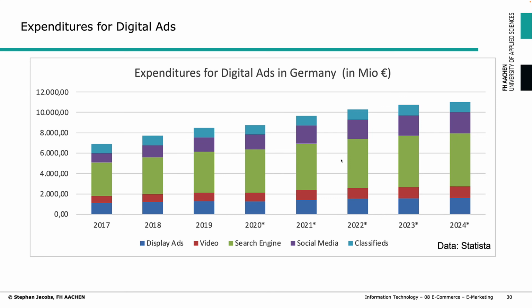Finally, let's have a look at the expenditures for digital ads. So what you can see, the display ads are relatively low, whereas the search engine ads are the highest. The total amount of expenditures in Germany is increasing over time, and it's increasing faster compared to other methods like ads in newspapers or in TV.